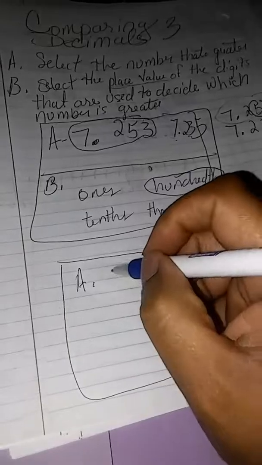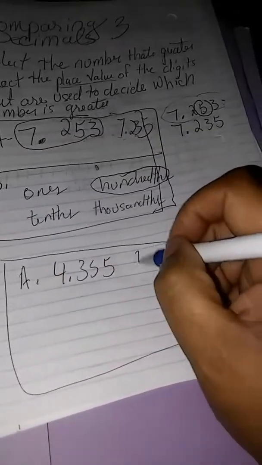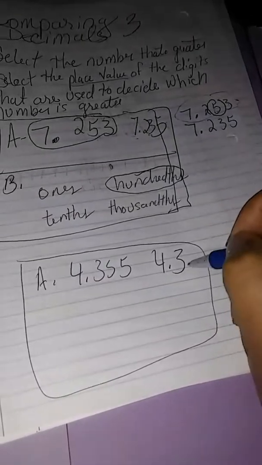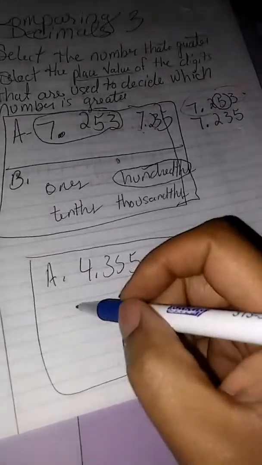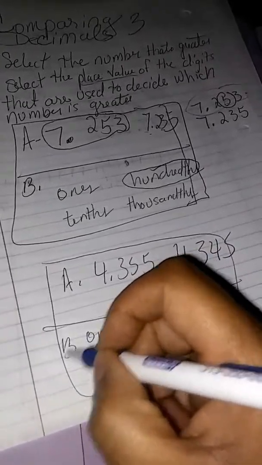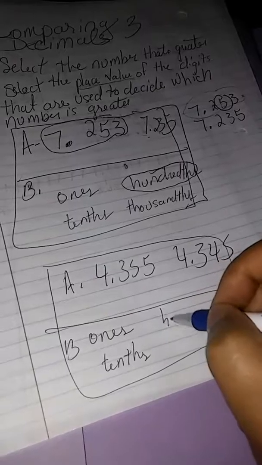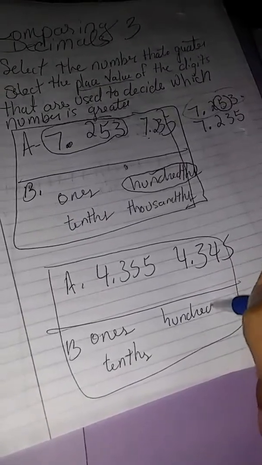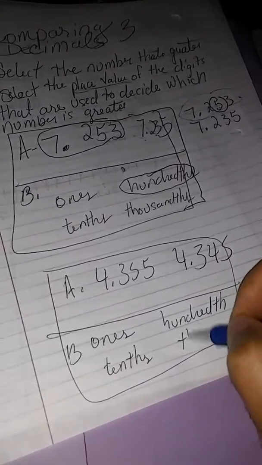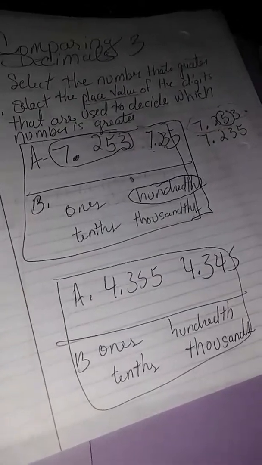Let's go. 4.355 and 4.345. And what place? Ones, tenths, hundredths, or thousandths? Pause the video, do it.